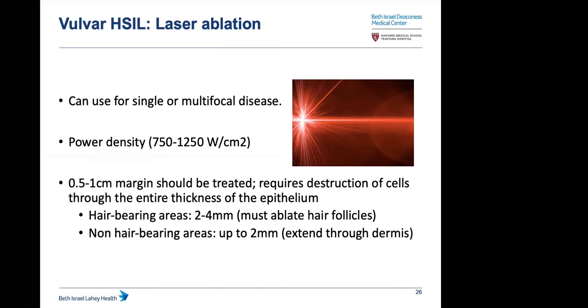You should try to get a half a centimeter to 1 centimeter margin when treating the area. And it does require that you destroy the cells throughout the entire thickness of the epithelium. So on hair-bearing areas, you want to get to about 3 millimeters because you need to make sure that in addition to the epidermis, you're ablating the hair follicles too, because the hair follicles, which are a little bit deeper, can contain HSIL as well. On the non-hair-bearing areas, you don't have to go quite as deep. Up to 2 millimeters is fine for the deep margin.